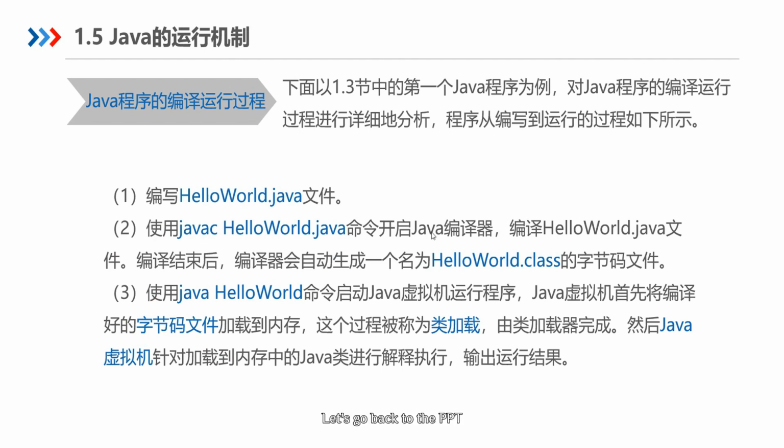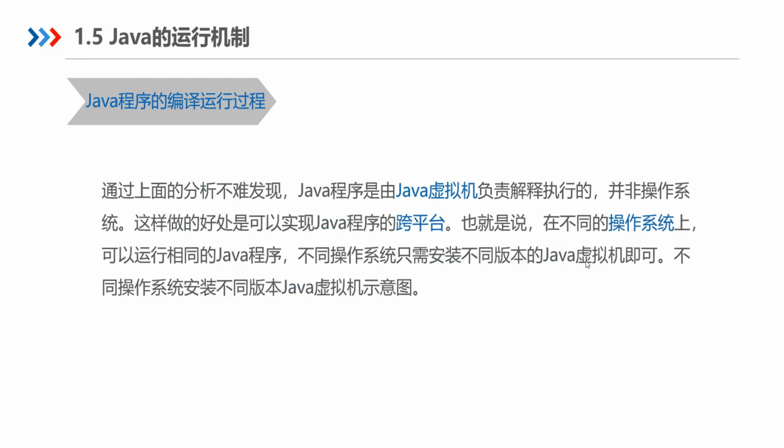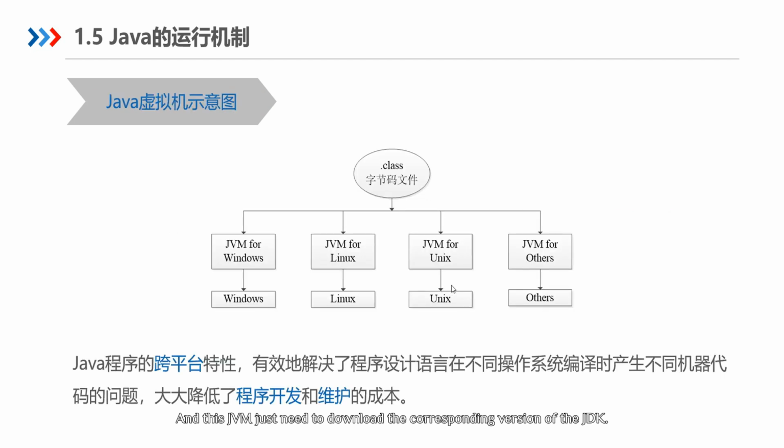Let's go back to the PPT. Look at the HelloWorld file. Then we open the Java editor. This editor is universal. On any operating system, the editor is universal. And the compiler will generate a bytecode file, which will be loaded into the JVM memory. At this point, it is actually using the JVM, and this JVM just needs the corresponding version of the JDK. So this is the basic principle of cross-platform. We can use the diagrams to show it for you.